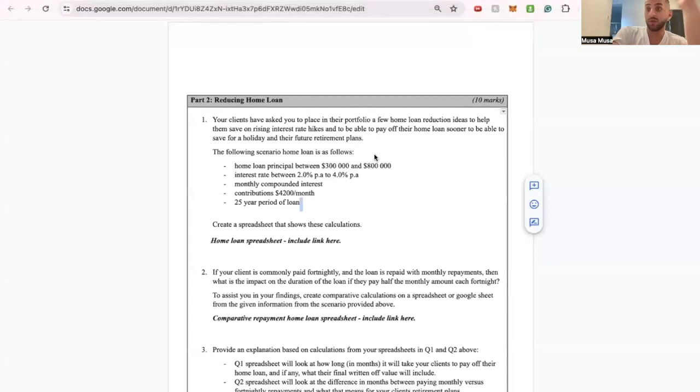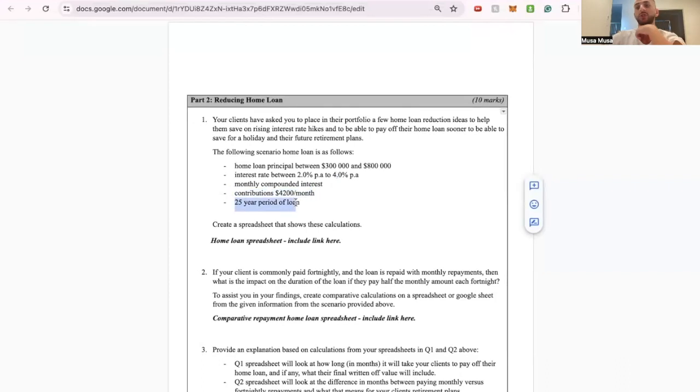Okay, so let's have a look at part two now. It says reducing home loan. Your clients have asked you to place in their portfolio a few home loan reduction ideas to help them save on rising interest rate hikes and to be able to pay off their home loan sooner, to be able to save for a holiday and their future retirement plans. Following scenario, home loan is as follows. Home loan principal between 300K and 800K, sure. Interest rates between 2% per annum and 4% per annum. Monthly compound interest, and contributions of $4,200 a month for a 25-year period.